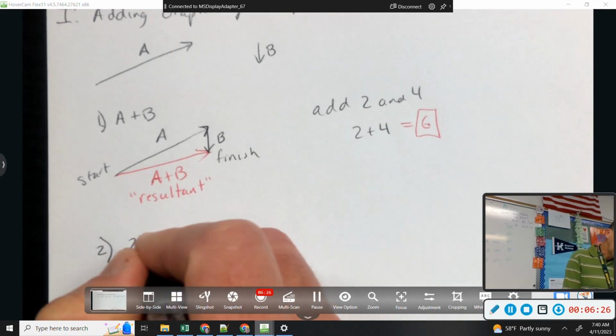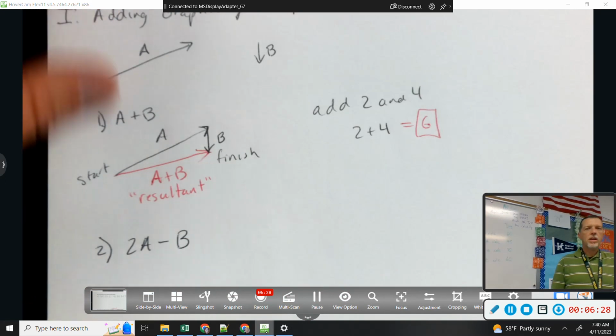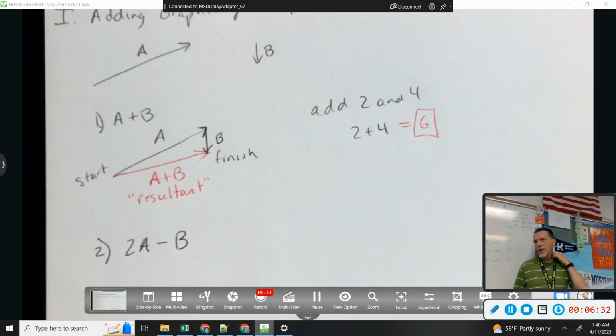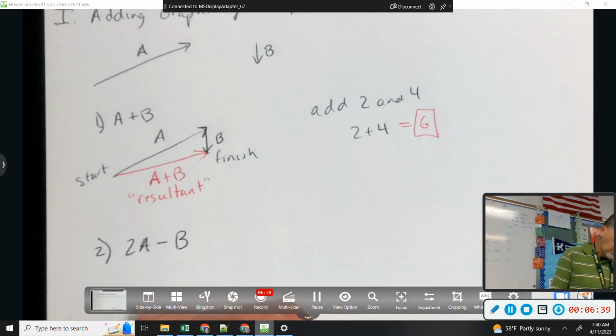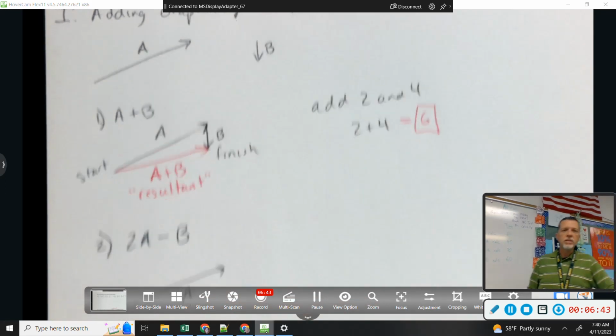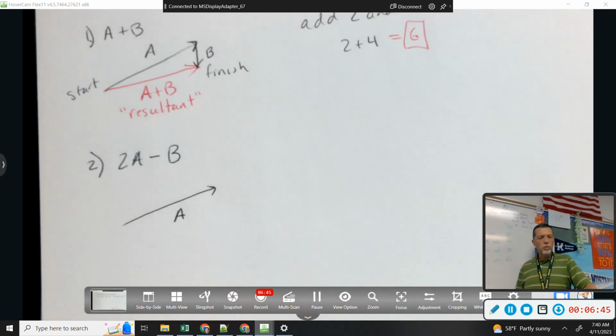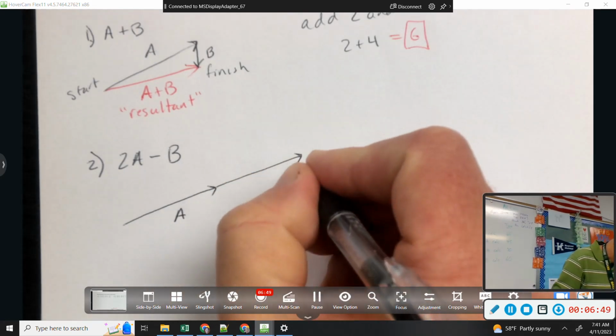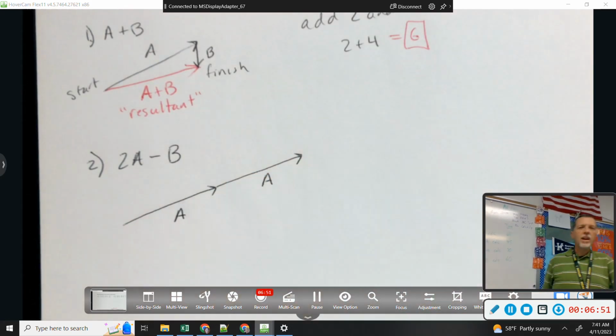Let's get tricky and do 2a minus b. So I need to draw 2 a's, and then we don't really subtract vectors, we just draw negative vectors. So let's draw 2 a's first. Again, we're eyeballing. I guess if you wanted to get a ruler, you could. There's 1a. There's the second a.